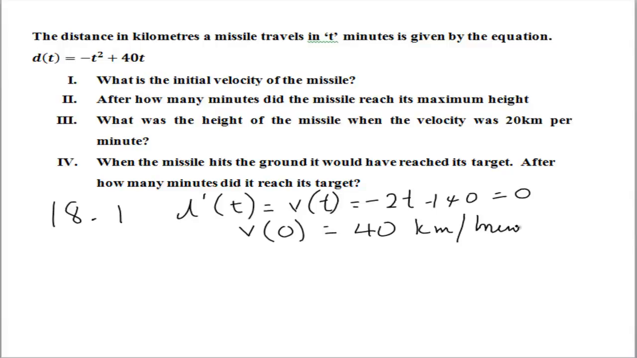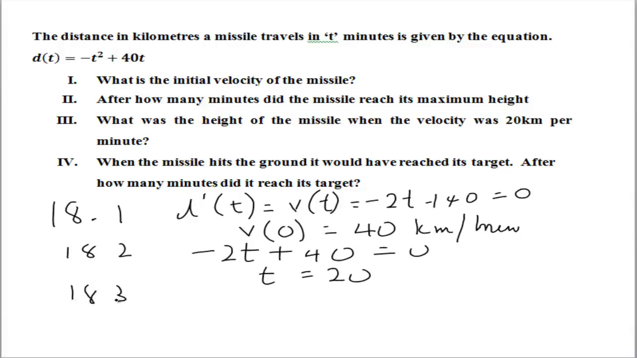And the second part of this is 18.2. After how many minutes will it reach its maximum height? So when your derivative, minus 2t plus 40, is equal to 0, that gives you t is equal to 20. So after 20 minutes the missile will reach its maximum height.